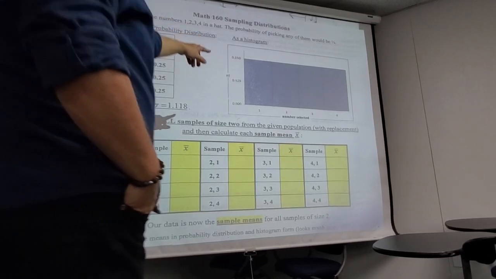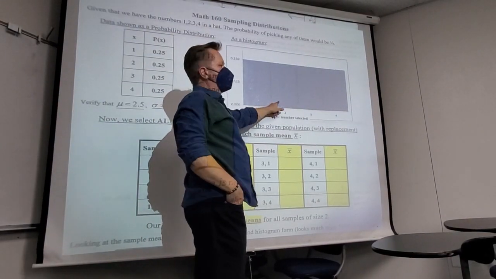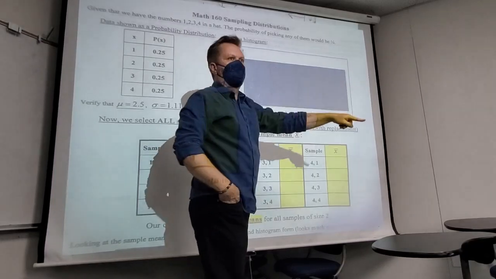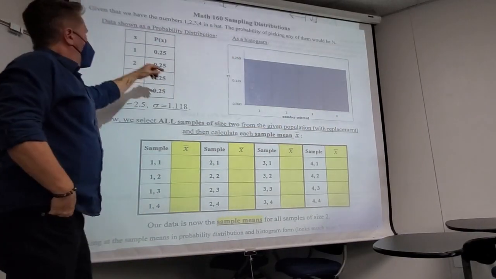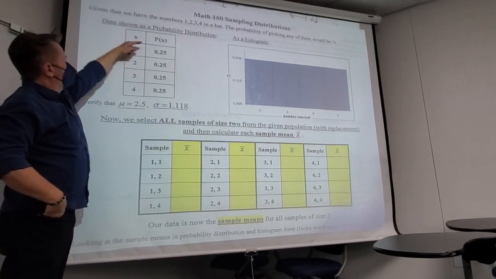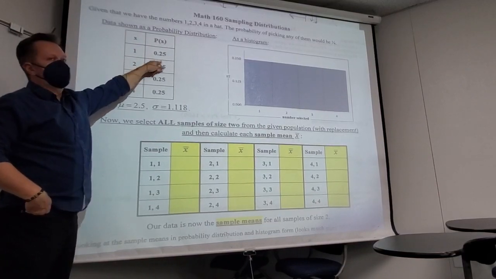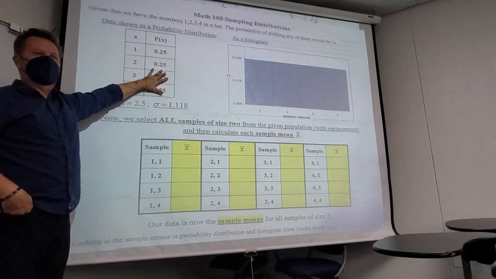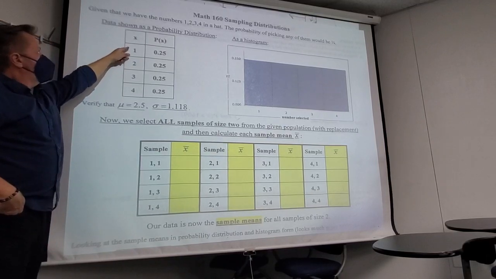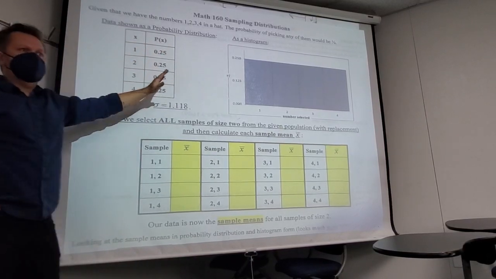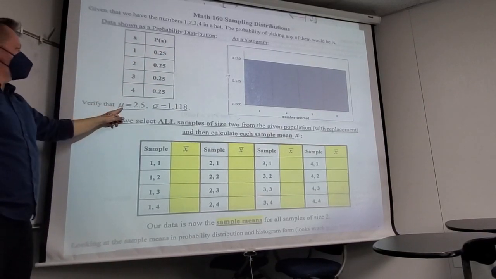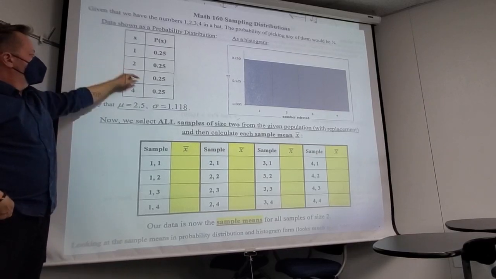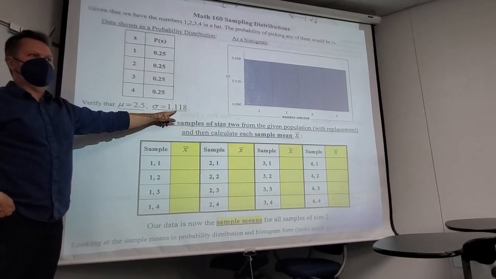Is this normally distributed? No. It should be bigger in the middle, right? Okay. Here's the next P of X. The probability of 1 is 1/4, 0.25, and so forth. Remember how you do X times P of X? If I do that for this, I get a mean of 2.5 and a standard deviation of 1.118.